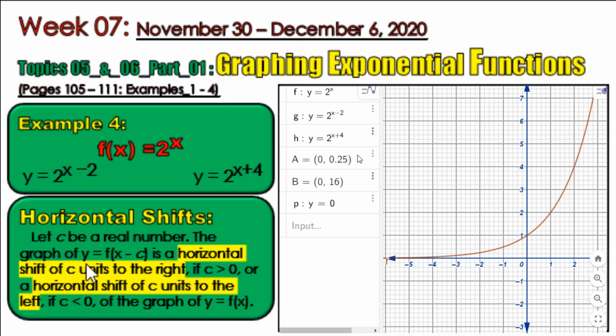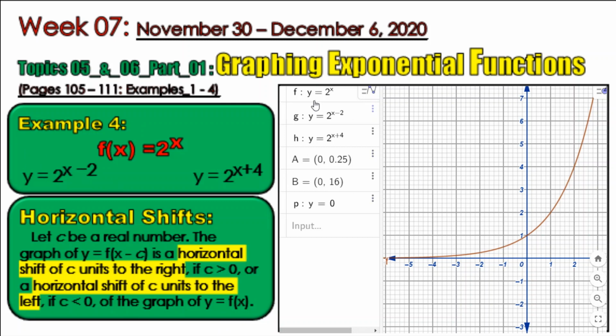The graph of y is equal to f of x minus c is a horizontal shift of c units to the right if c is greater than 0, or positive, or a horizontal shift of c units to the left if c is less than 0, or negative, of the graph of y is equal to f of x. So let us have an example.